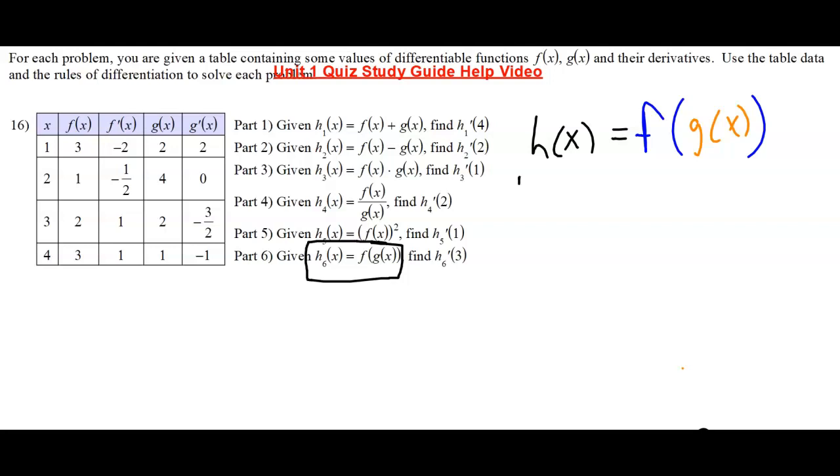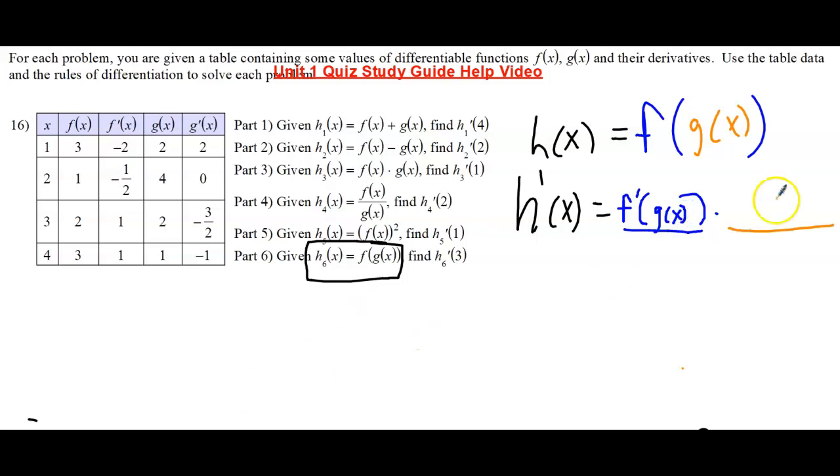So we're going to go ahead and do our derivative now. H prime of x is going to be equal to the outside multiplied by the inside. The derivative of f is just f prime. And then the inside is going to stay the same. And then we multiply by the derivative of the inside. Derivative of g is going to be g prime.